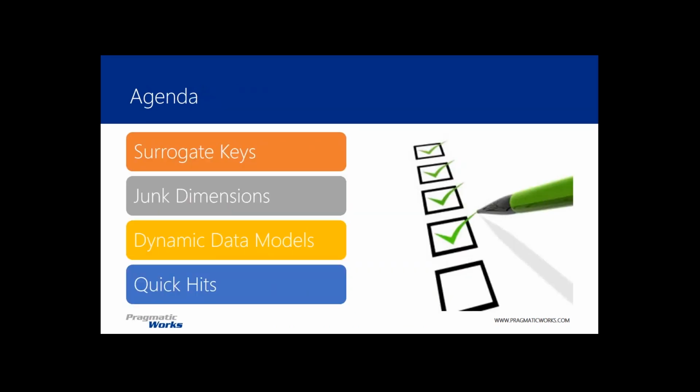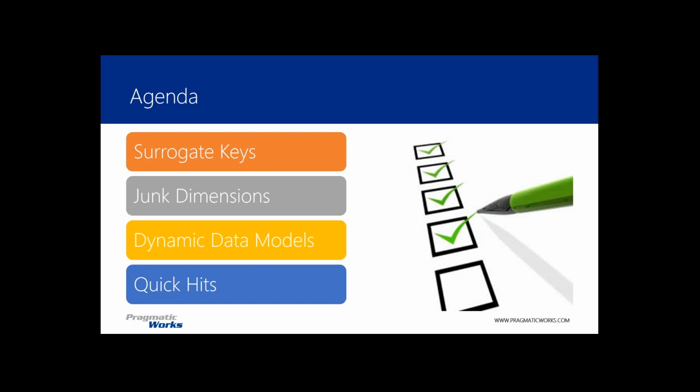Okay, so we have three larger topics that we're going to go through here. We'll talk about surrogate keys. We'll talk about that second scenario that we had in that poll, where we had a bunch of extra flag fields inside of our fact table that maybe don't need to be there. So we'll talk about junk dimensions and how to implement one of those. We'll talk about dynamic data models, some of the things I've seen with those, and why they don't work so fantastically well for you.